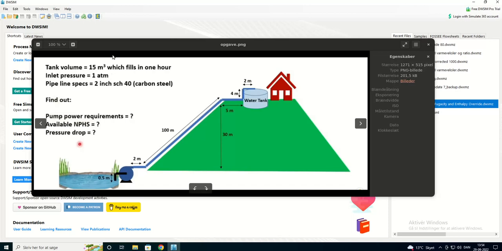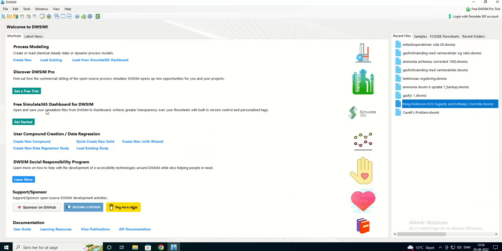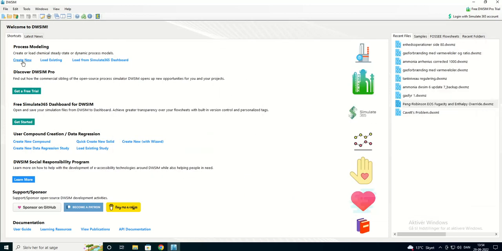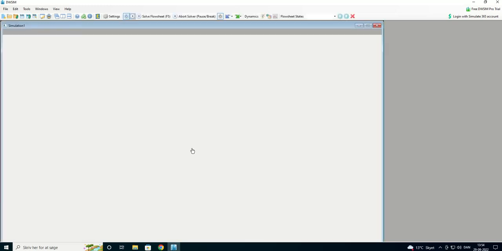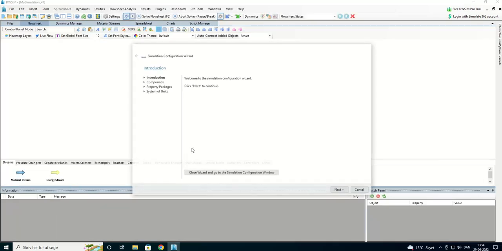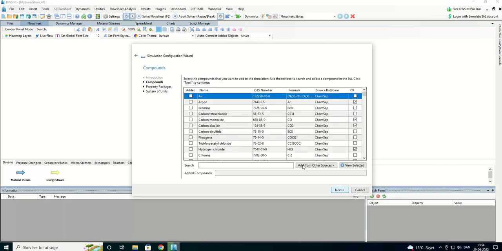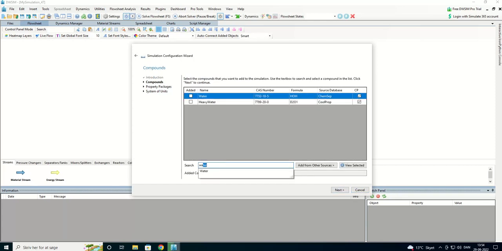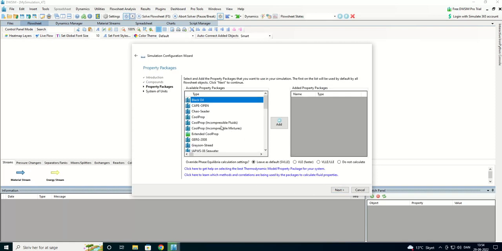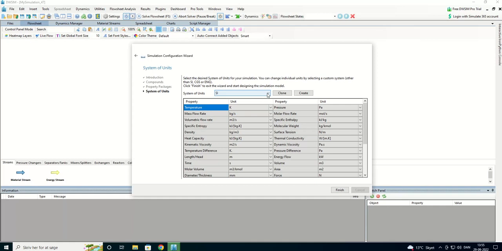So let's start. I'm going to add in some values here. We only have one compound, and that's water. And we're going to use the steam tables here. And as the unit system, I use C5 here.